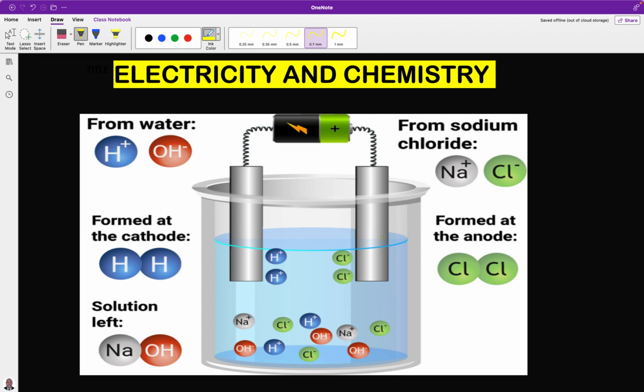Then, what is an electrolyte? An electrolyte is a liquid that has been chemically changed by an electric current, making it conduct electricity. So all electrolytes are good conductors of electricity.